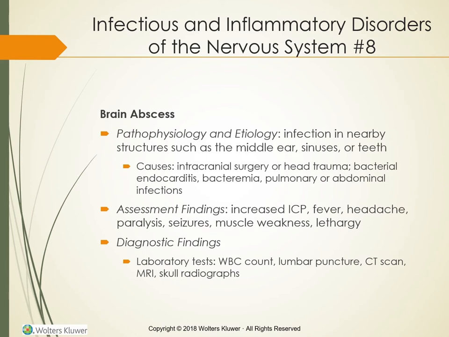A brain abscess produces neurologic changes according to its location. Because it occupies space in the cranium, increased ICP can develop. Complications include paralysis, mental deterioration, a seizure disorder, and visual disturbances. Assessment findings. Manifestations of a brain abscess include signs of increased ICP, fever, headache, and neurologic changes such as paralysis, seizures, muscle weakness, and lethargy.